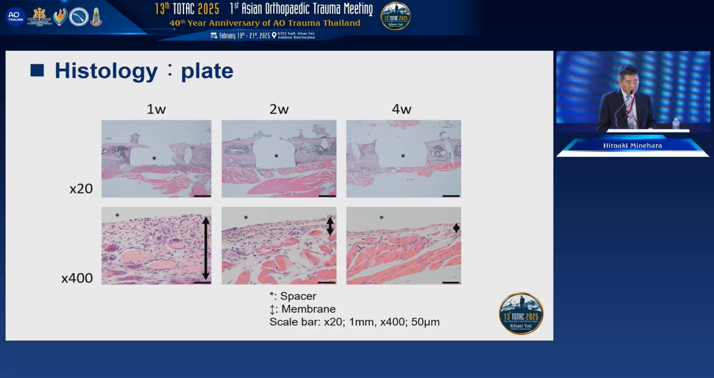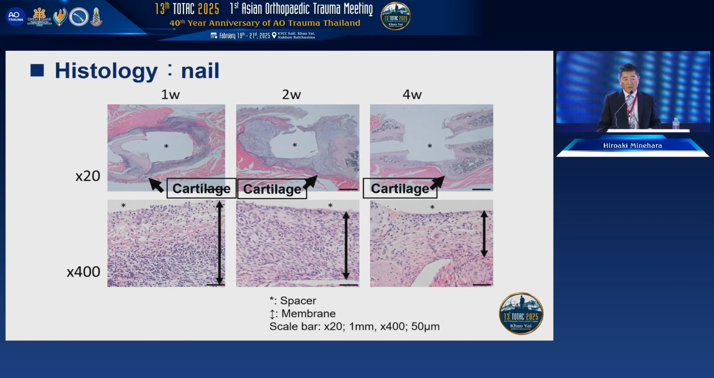So histology shows the plate. You see the membrane is right here, getting thinner. And with the nail, you see how thick it is compared to plates. But a thick membrane doesn't mean a good membrane.